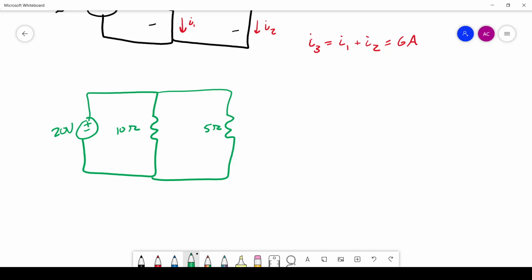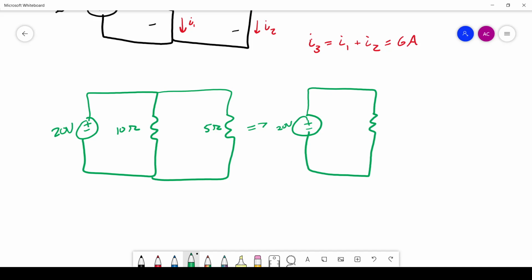So what we can do is we can say these two resistors are in parallel, because they are. They have the same beginning and the same end. So let's simplify this. Let's say we have our 20 volt source. We're going to try and simplify this into just a single resistor.